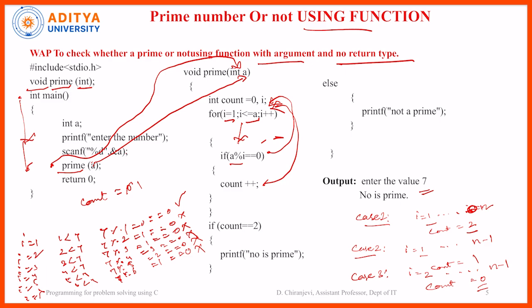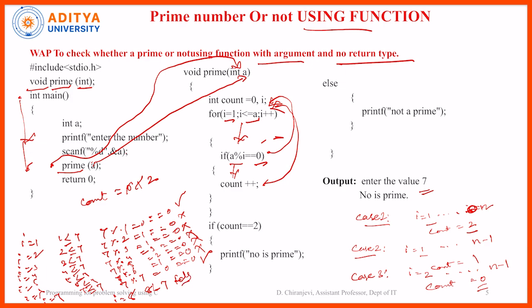Then again i plus plus, i value you will get 7. Then you will check 7. Actually the logic is 7 less than or equal to 7, so everywhere you have made it less than or equal to. 7 less than or equal to 7, true. So 7 mod 7 equal to 0, so this is true. So the if is true, again count plus plus. Count value was already 1, so you will make it 2. After that again i plus plus, i value is 8. If i value 8 less than or equal to 7, this is false.